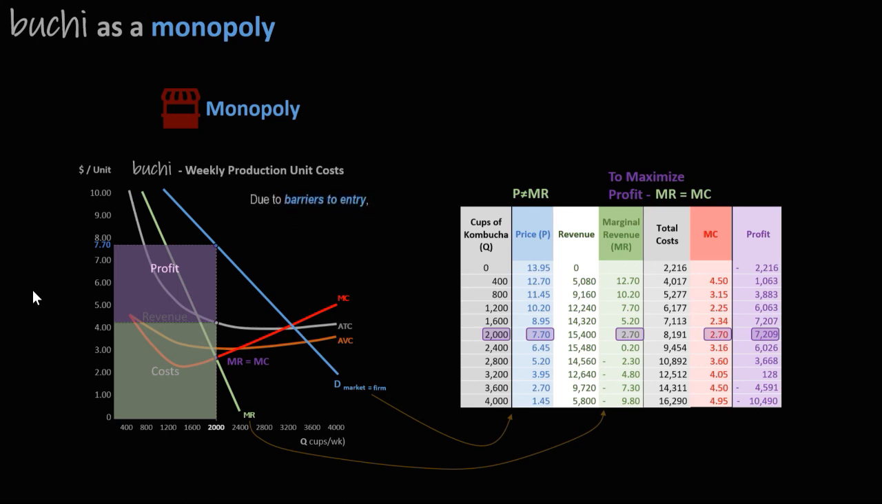Now, because there's no barriers to entry, firms get to keep the profits in the long run because no one can enter, forcing price down. The short run and the long run, there's no difference with a monopoly.